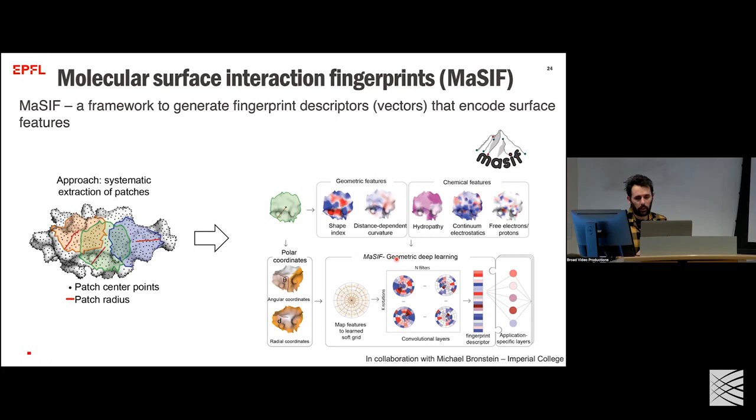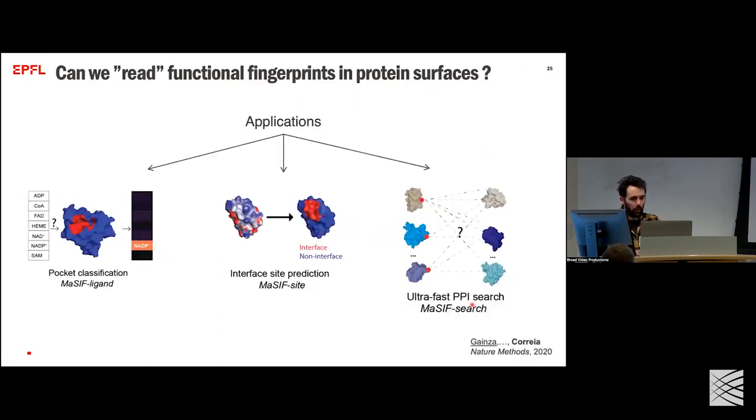Once you have this, you can pipe this information into a geometric deep learning layer, where you can train it for different tasks and create these fingerprint descriptors, which you can then use for different applications. Which type of applications do we use this for? For typical prediction tasks. Let's say you have a structure with a clear protein pocket. One of the tasks people are very interested in is which kind of substrate can bind to this pocket. We've done a very limited exercise here to try to do this kind of prediction.